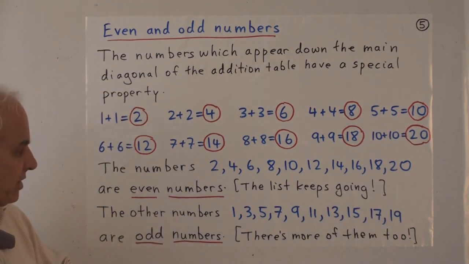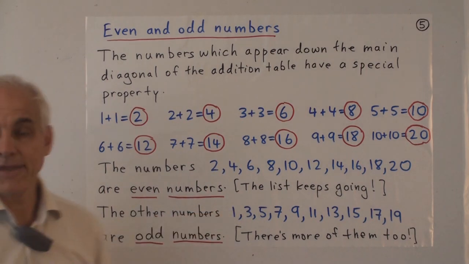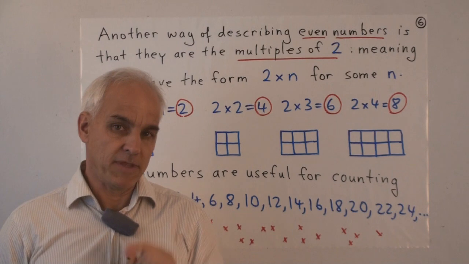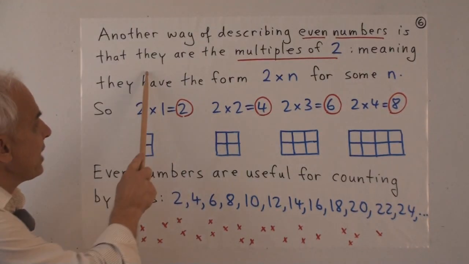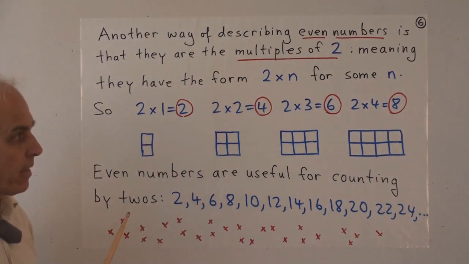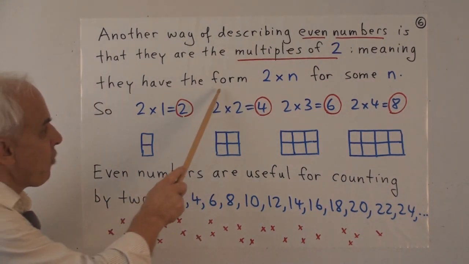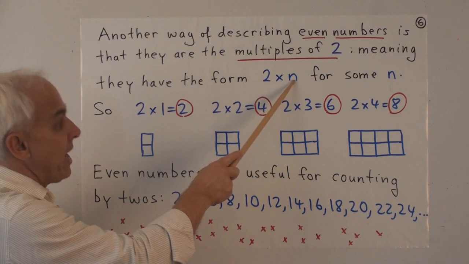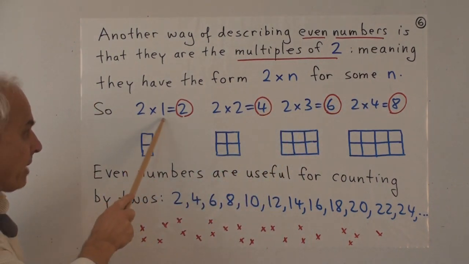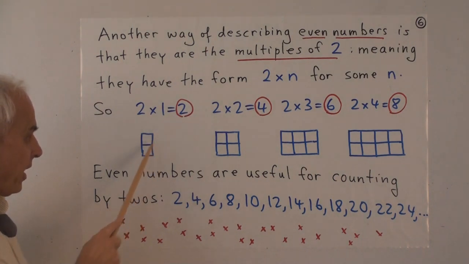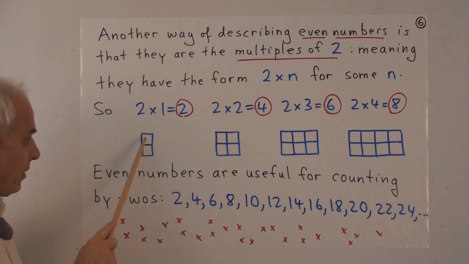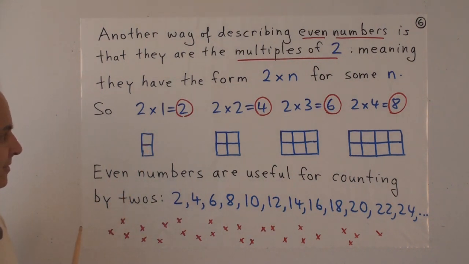So this distinction between even numbers and odd numbers is a very important one in mathematics. Another way of describing the even numbers is to say that they are the multiples of 2. By that we mean that they have the form 2 times n for some number n. For example, 2 times 1 is 2. And here's the rectangle that encodes that. This is a 2 by 1 rectangle which has 2 squares in it.